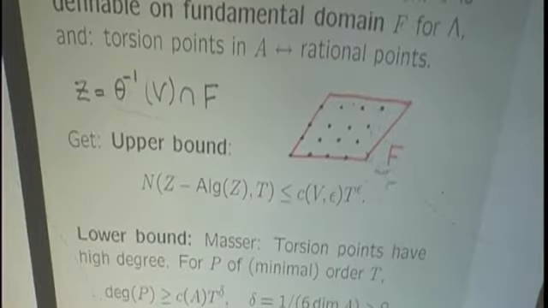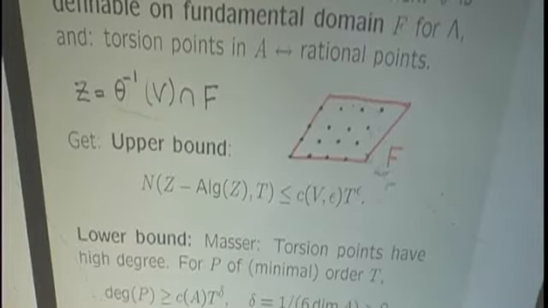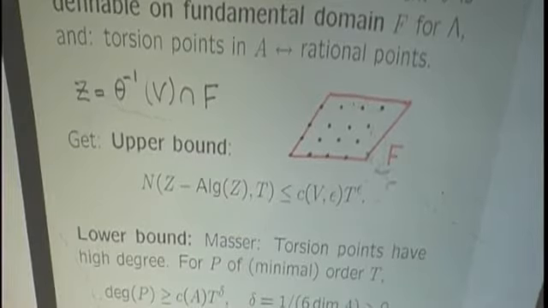And we can go through exactly the same thing. We take the pre-image of our subvariety V, and we intersect with the fundamental domain. We call that set Z. And we go looking for rational points. And we have an upper bound.